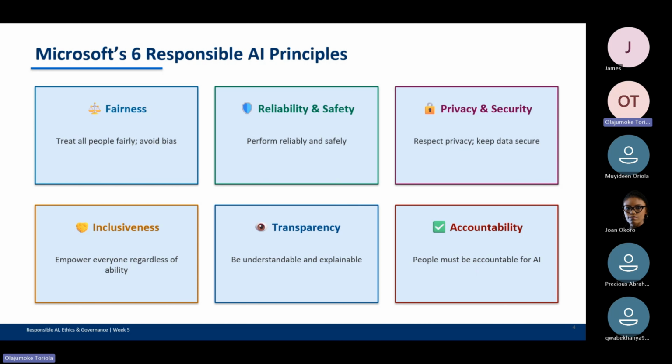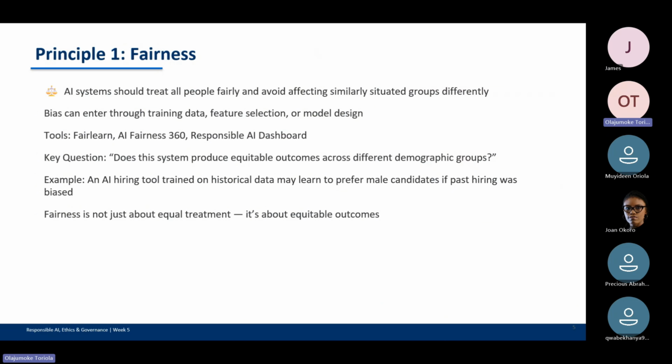So we're going to break down each of these today to see what they all mean, and then we can take it up from there. So principle one is fairness. Fairness means that AI should treat people equally and equitably. But here is the reality: AI doesn't create bias, it learns it. So if your data is biased, your AI will be biased.